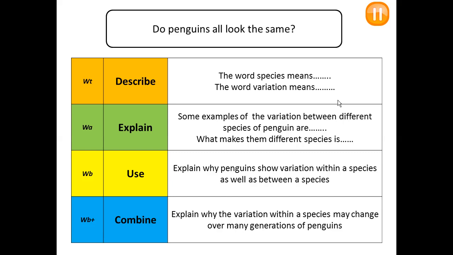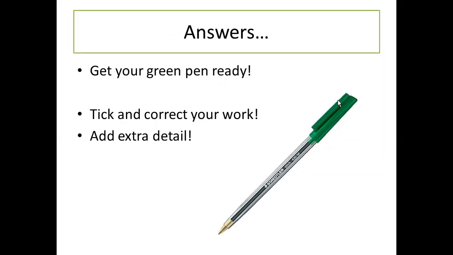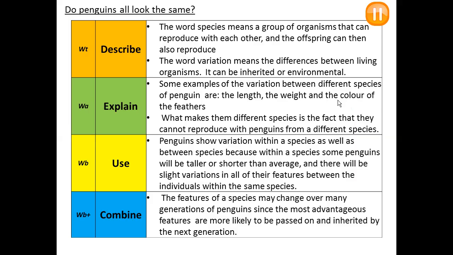Okay, so get ready with a green pen or different colored pen to mark your work or add extra detail. So for the first one, the word species means a group of organisms that can reproduce with each other and the offspring can then also reproduce. The word variation means the differences between living organisms. It can be inherited or environmental. Some examples of the variation between different species of penguins are the length, the weight, and the color of the feather. What makes them different species is the fact that they cannot reproduce with penguins from a different species.